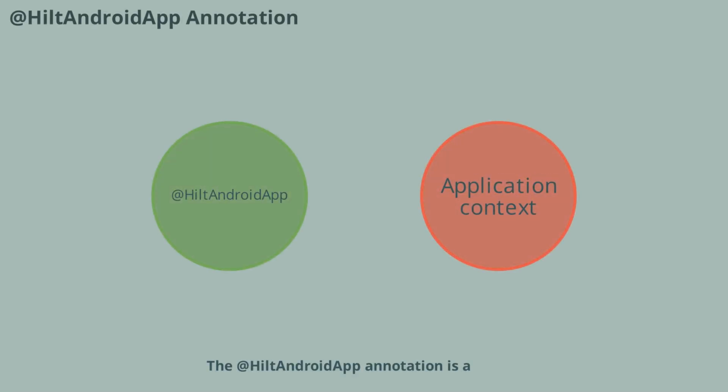Hilt Android app annotation is a crucial component in Dagger Hilt's architecture. It is placed in the application class to signify the entry point for Dagger Hilt in your Android app. By adding this annotation, you provide a reference to the application context, which other Dagger Hilt annotations can access. Behind the scenes, a Hilt Android app triggers the generation of Dagger code required for dependency injection.